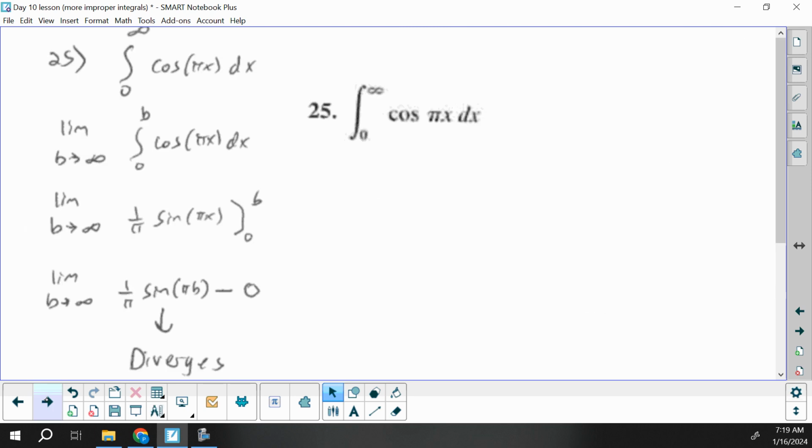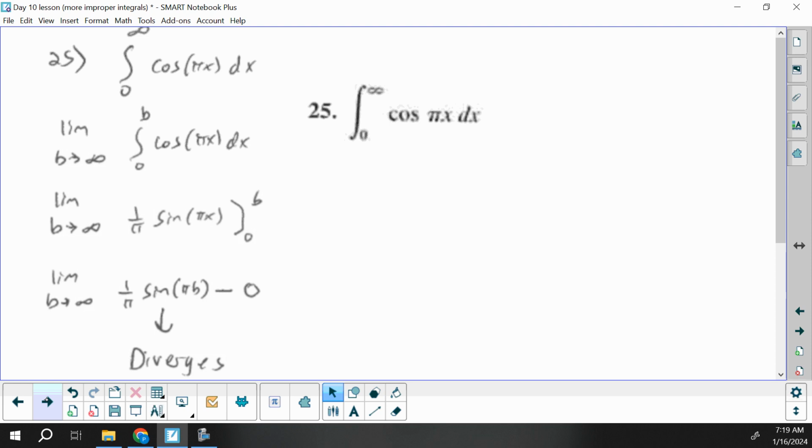For 25, limit as b approaches infinity. Our issue was on the top there. Antiderivative of sine of cos is sine, and we got a little correction of 1 over pi. It's technically a u substitution, but we've seen corrections like that a bunch, so I chose not to show it. If you had trouble doing that, then you might want to do the u substitution.